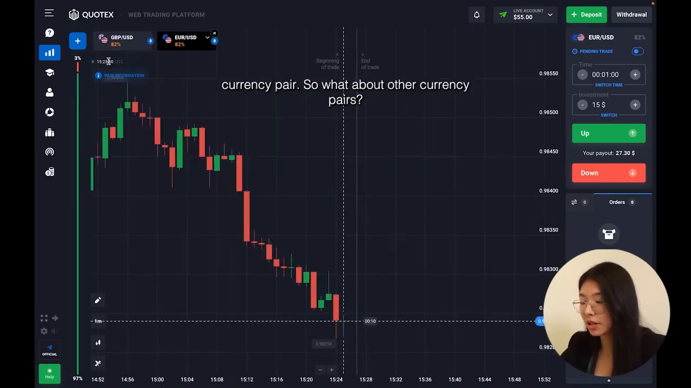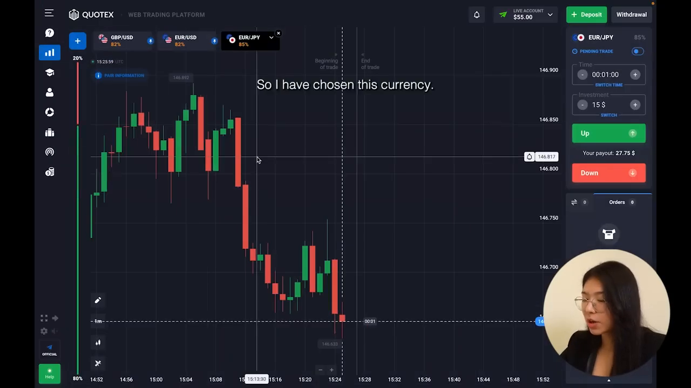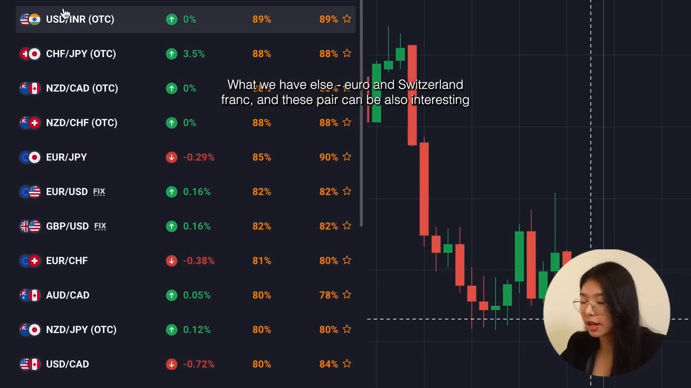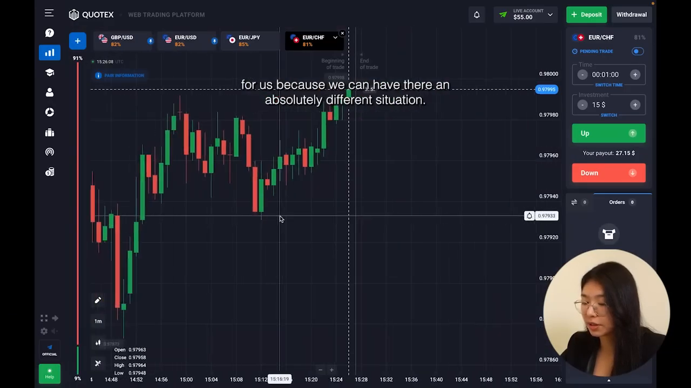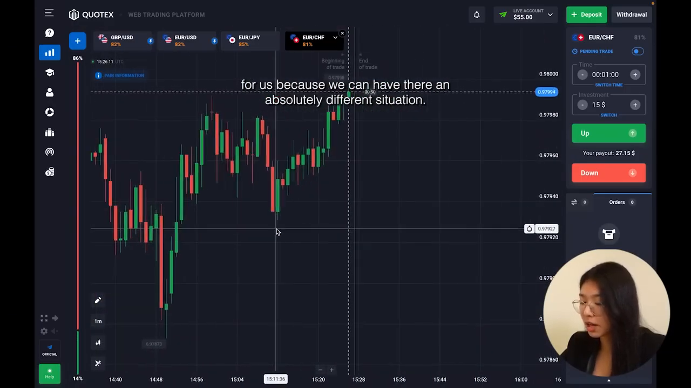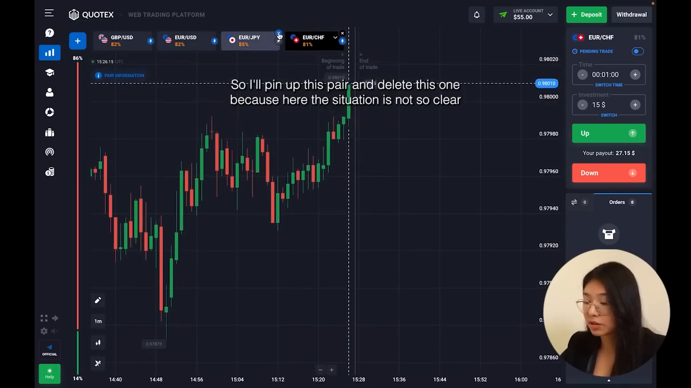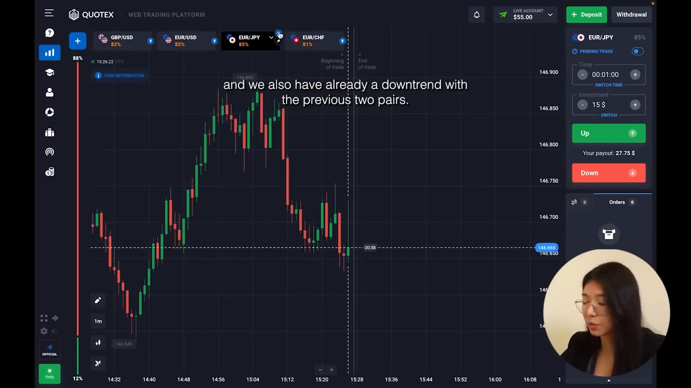And what about other currency pairs? For us, it's also important to search for different situations, because I want to tell you about the market and how it works. So I have chosen this currency, but what else do we have? Euro and Swiss franc, and this pair can also be interesting for us because we can have an absolutely different situation. So open up this pair and delete this one, because here the situation is not so clear, and I already have a downtrend with the previous two pairs.